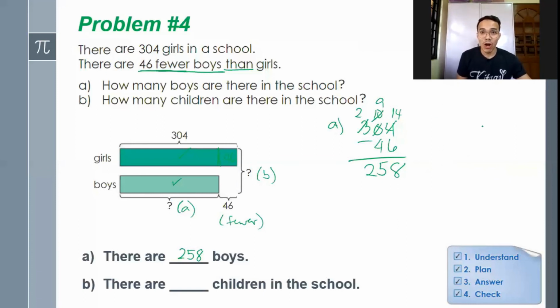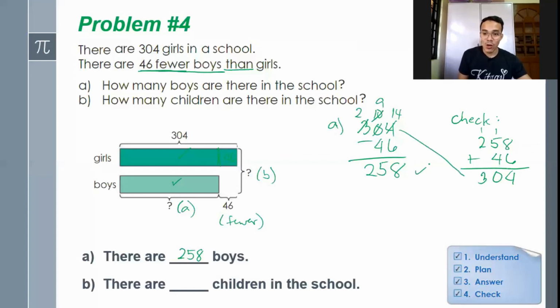Okay, so how do you check if your answer is correct? We can use the opposite operation. So this is the checking portion. We have here 258 plus 46. Let's see if we can get 304. 8 plus 6 is 14. 5 plus 4 is 9 plus 1, 10. 1 plus 2, 3. It's 304. So this is correct. So the number of boys is 258.